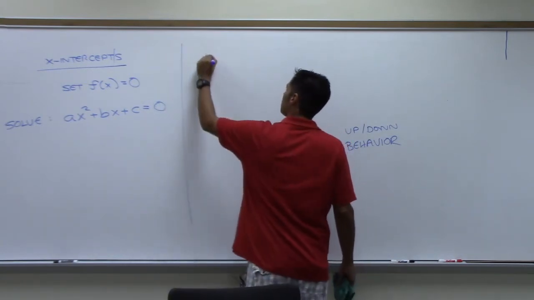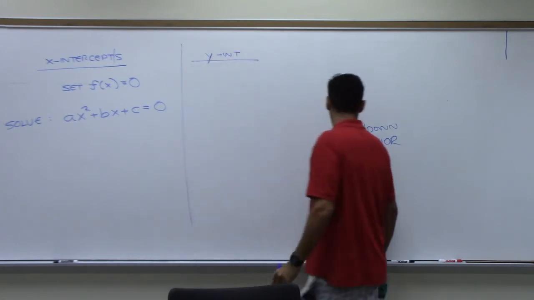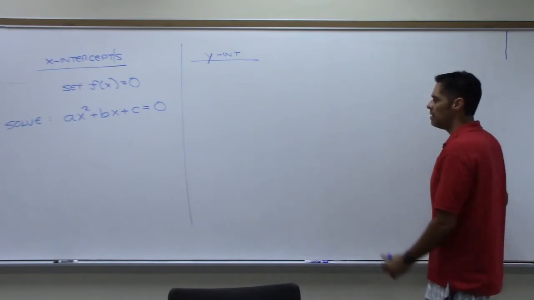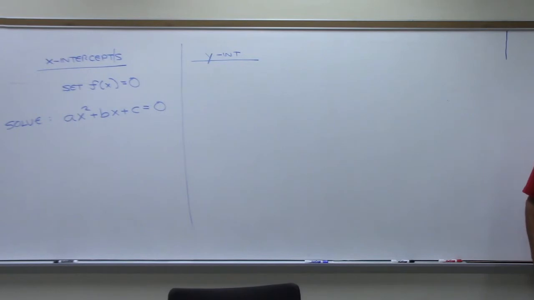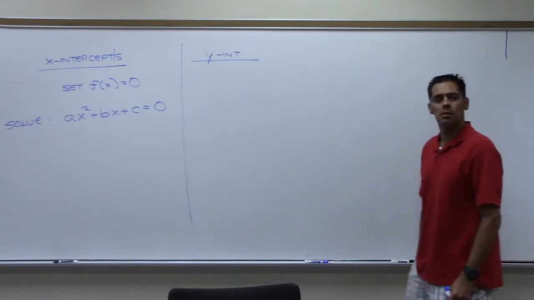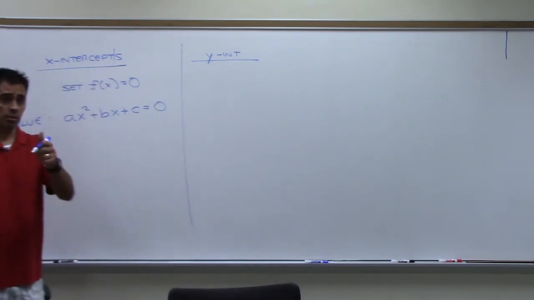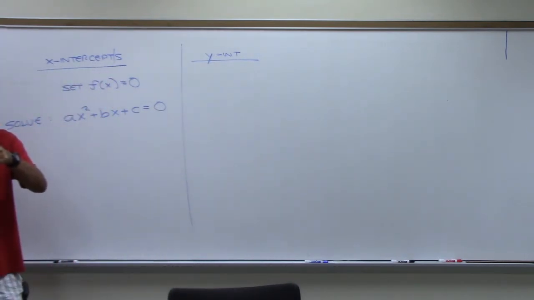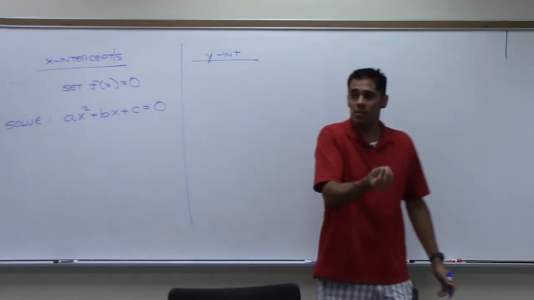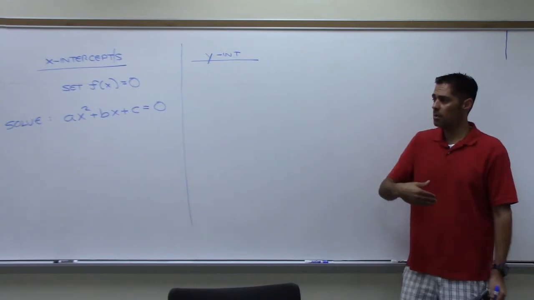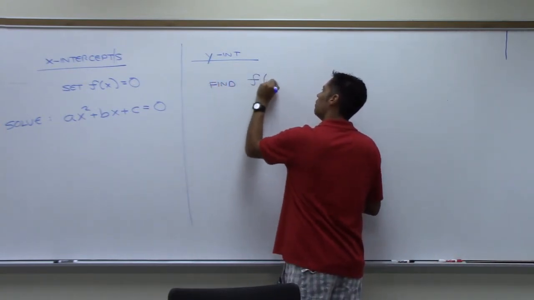How about y-intercepts? Think about what we did. Do you remember what we did when we found the y-intercept of a line? What did we do? You plugged in 0 for x. You had it right. 0 for x. So how can I say that? Well, since this is a function, I need to plug in 0 and see what it spits out. So I'm just going to say find f of 0.